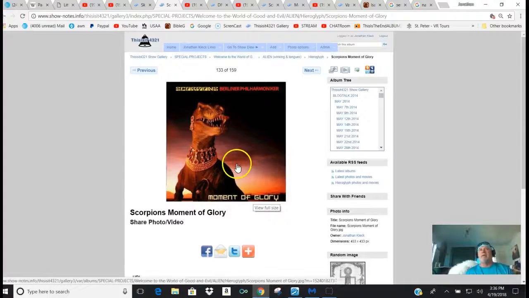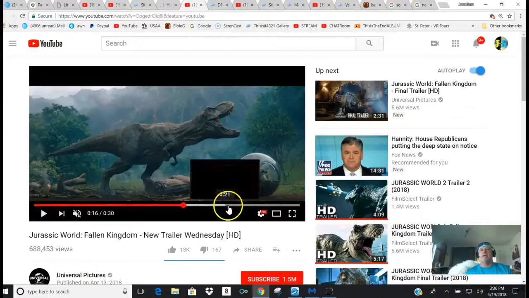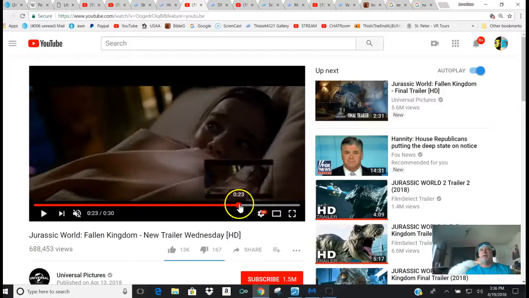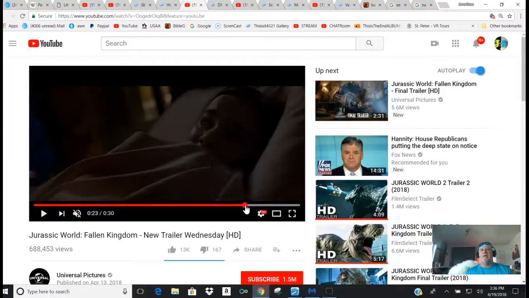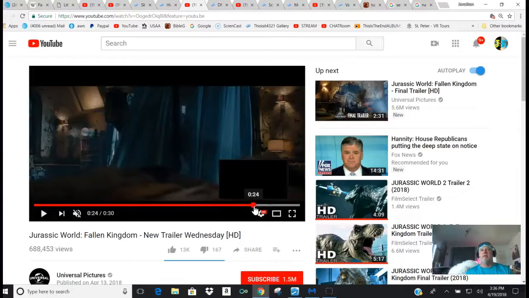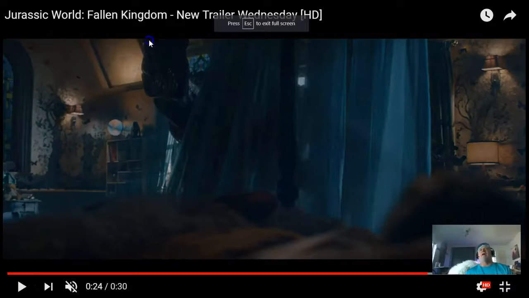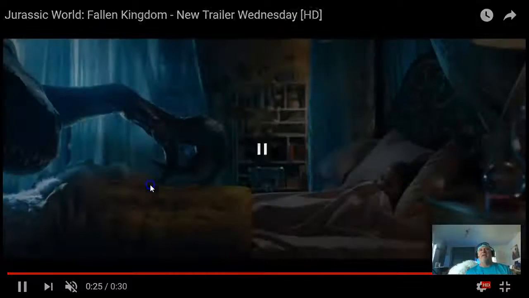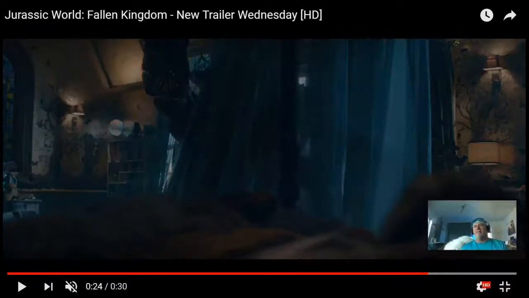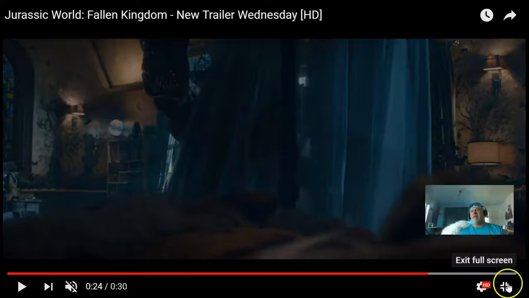Why would you do an album cover if you're a band called the Scorpions, which means the scorpions in the pit? Why would you do an album cover called The Moment of Glory with a Tyrannosaurus on it? Here's another question. If you have this scene right here from the new Jurassic World, Fallen Kingdom, and you have the creature coming out from behind the veil. See, it came right out from behind the veil. There it is, coming out from behind the veil.